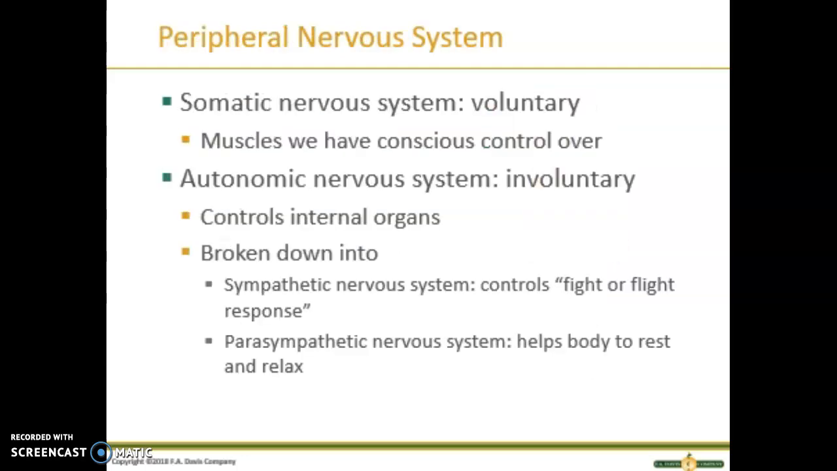The peripheral nervous system consists of the somatic, which is voluntary, and autonomic, which is involuntary nervous systems. The somatic nervous system controls those muscles that we have conscious control over, and the autonomic nervous system controls our internal organs. The autonomic nervous system is broken down further into the sympathetic and parasympathetic nervous systems. The sympathetic nervous system controls the body's fight or flight response, and the parasympathetic system helps the body to rest and relax.